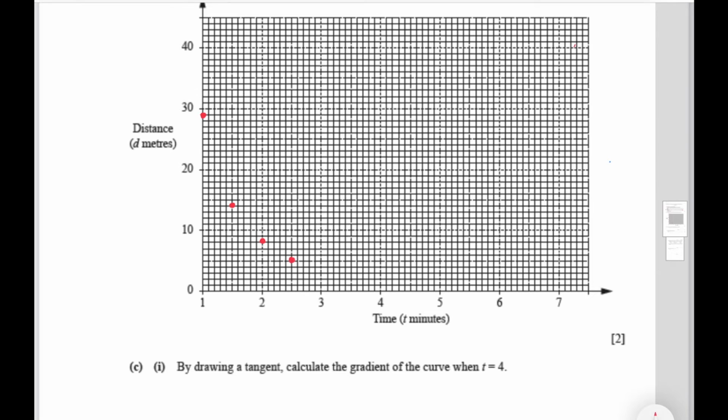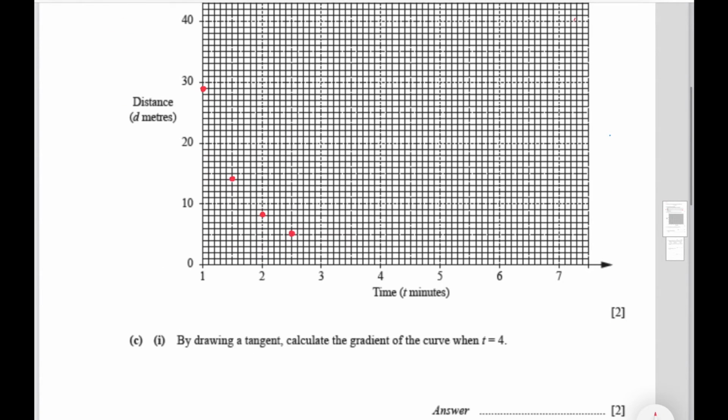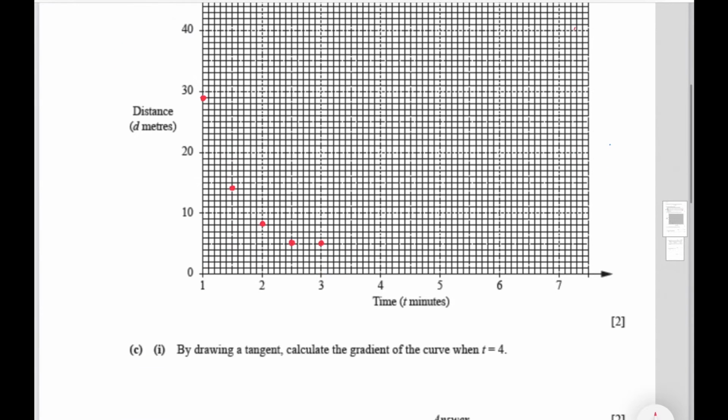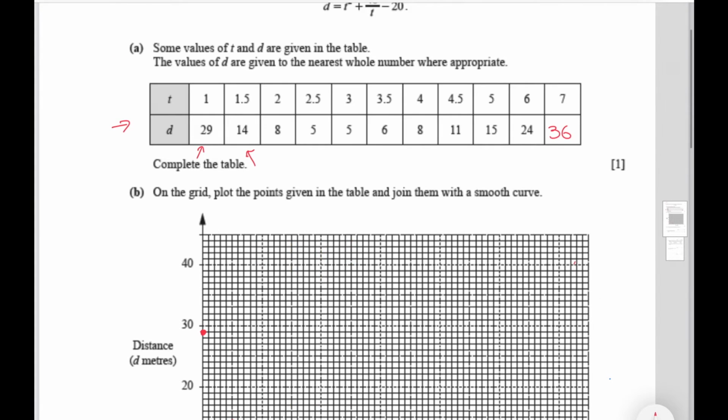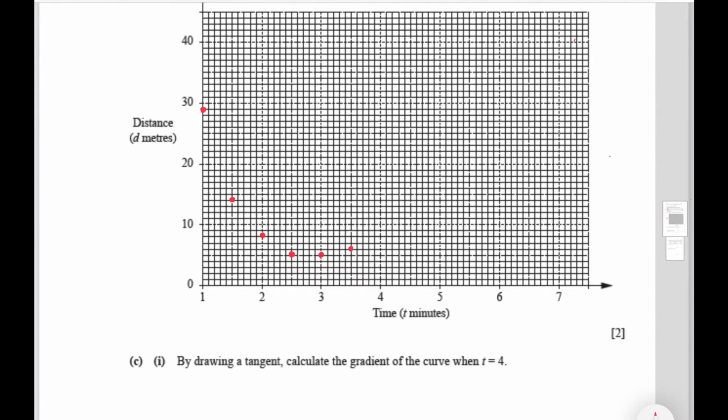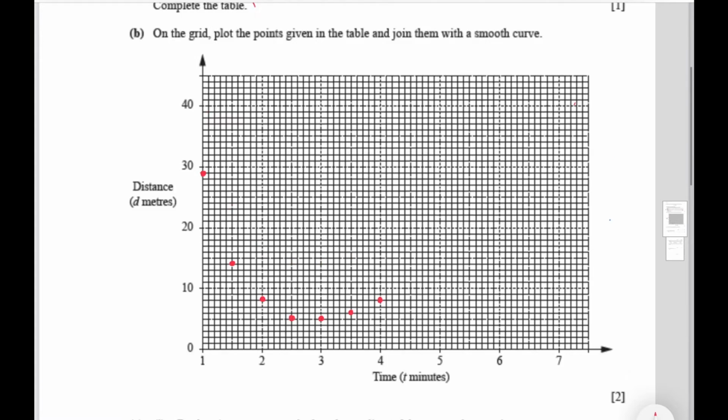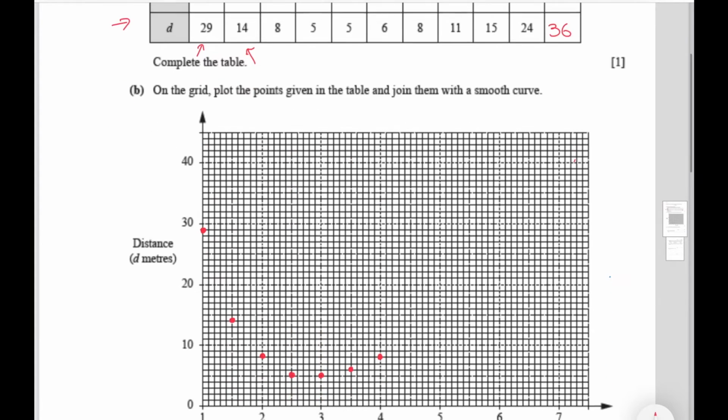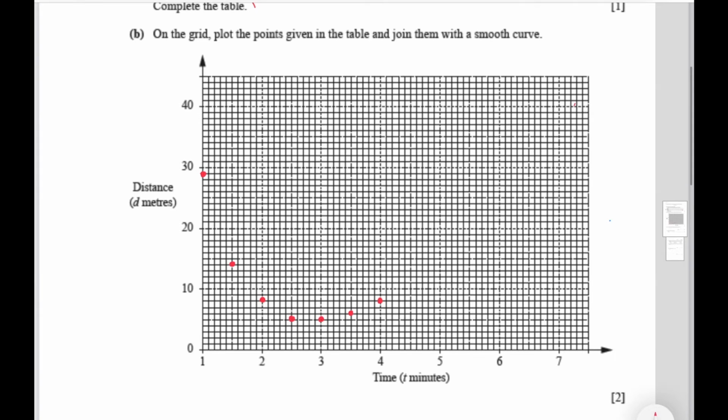The next point is 3 and 5. 3 and 5 is supposed to be over here. The next point is 3.5 and 6. 3.5, 1, 2, 3, 4, 5 and 6 is supposed to be here. The next point is 4 and 8. 4 and 8 is supposed to be on this point right here. Then it's 4.5 and 11. 1, 2, 3, 4, 5 and then 10 here and then 11 over here.